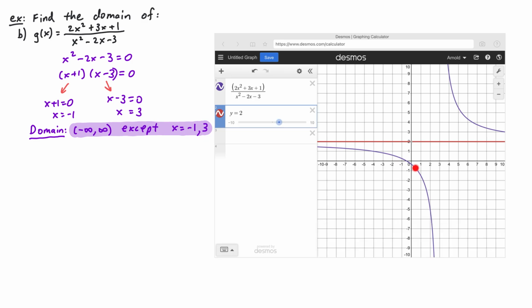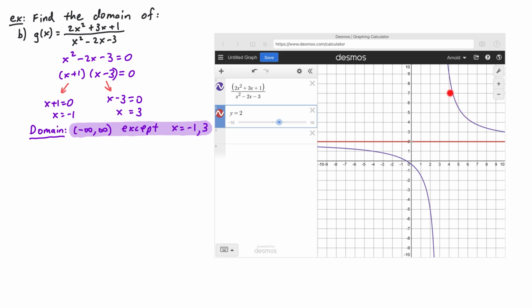We see that when we trace our graph to the left, our graph gets closer and closer to that red line, and when we trace our graph to the right, it gets closer and closer to that red line. We also see that when we let our x values get closer and closer to 3, our graph goes down towards a vertical line. Same thing if I'm on the other side.